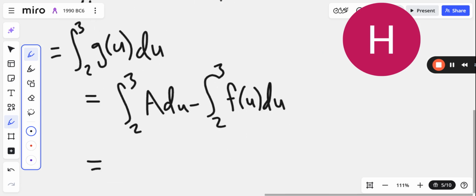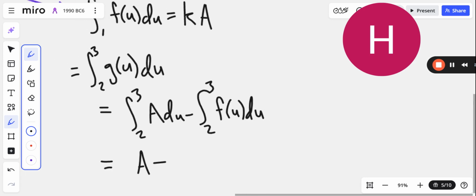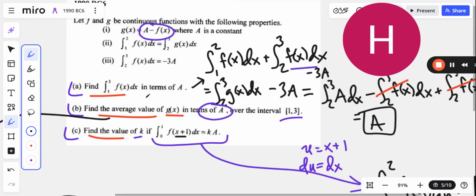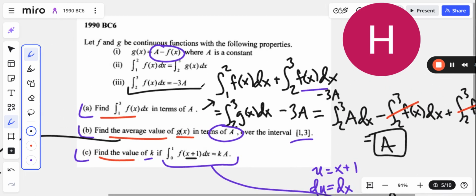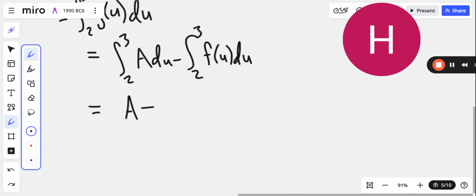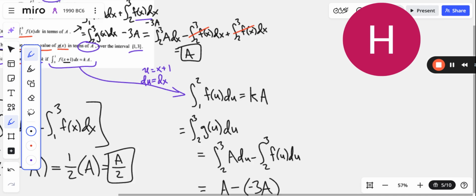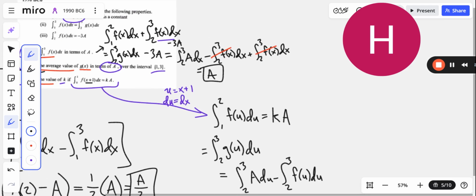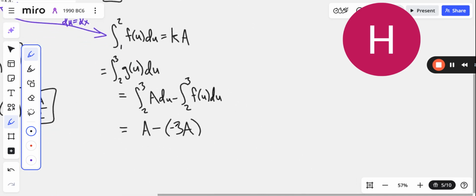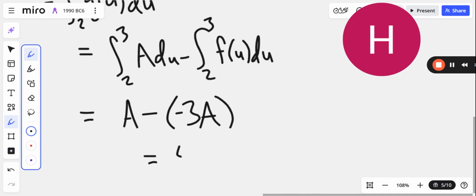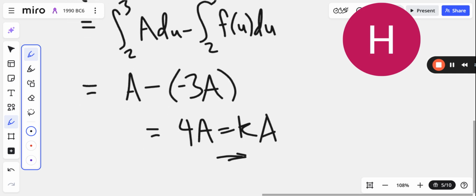So this again is just going to be 1 times a. Now remember, this integral from 2 to 3 of f is also given. That's the third condition. See how when we get stuck, we just use one of the conditions to get unstuck. That equals negative 3a. So we have to be careful here. Minus a negative 3a. Yeah, being very careful with that minus. So this is just 4a. And if this equals ka, therefore k equals 4.